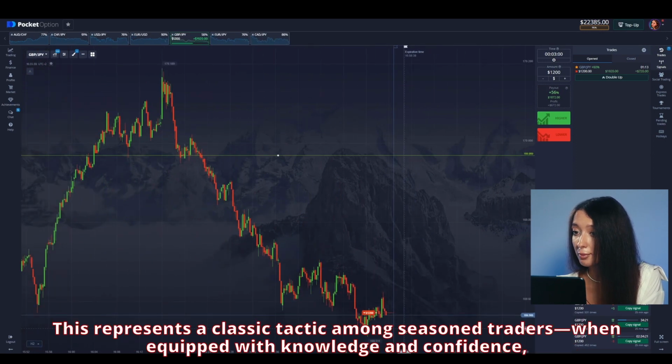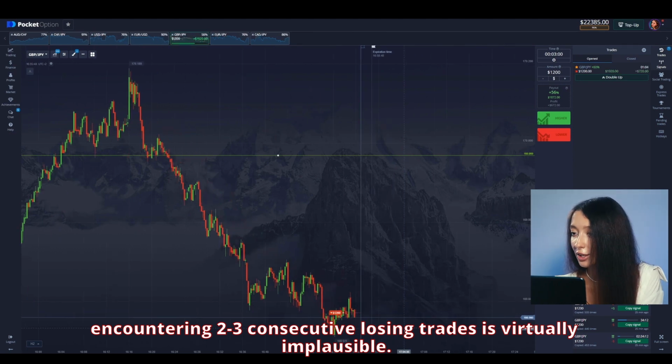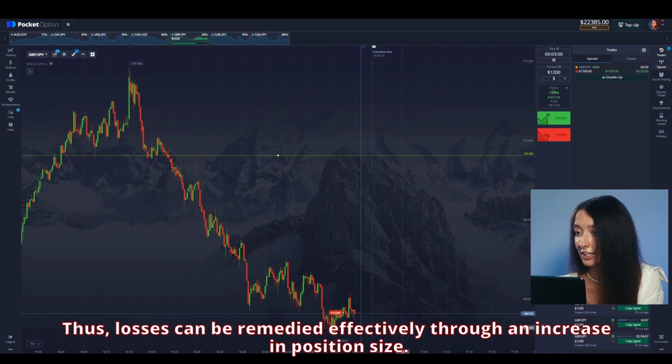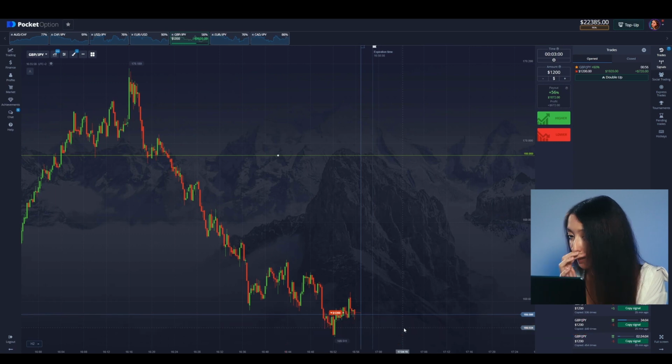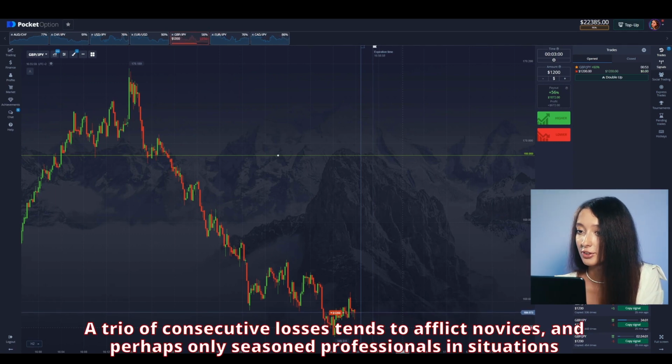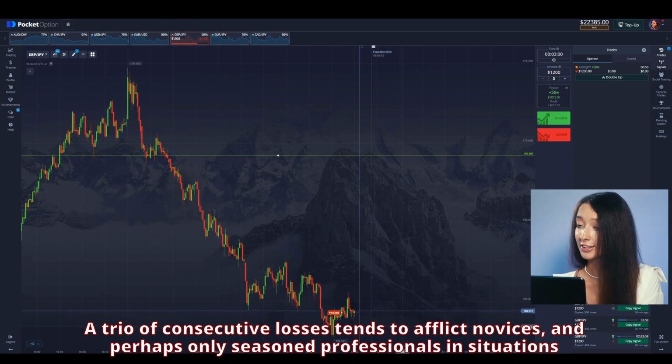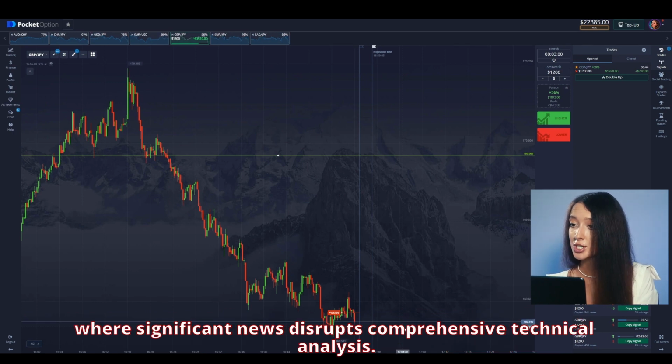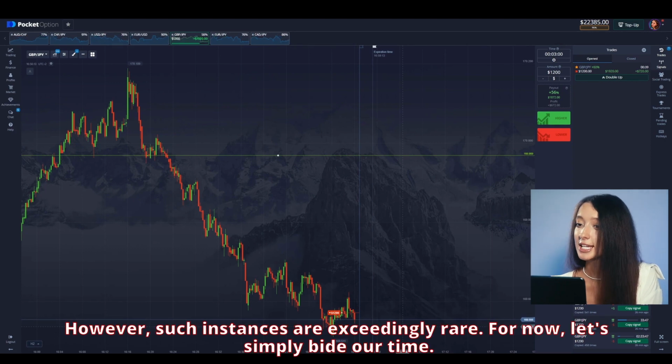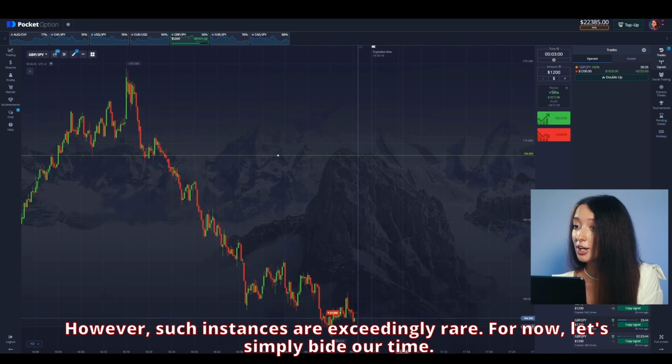This is a classic technique among seasoned traders. When equipped with knowledge and confidence, incurring 2 or 3 consecutive losing trades is virtually impossible. Thus, losses can be prevented effectively without increases in position size. A trio of consecutive losses is a rare event, perhaps only for seasoned professionals in situations where significant news disrupts a comprehensive technical analysis. However, such instances are exceedingly rare. For now, let's simply wait for the time to pass.